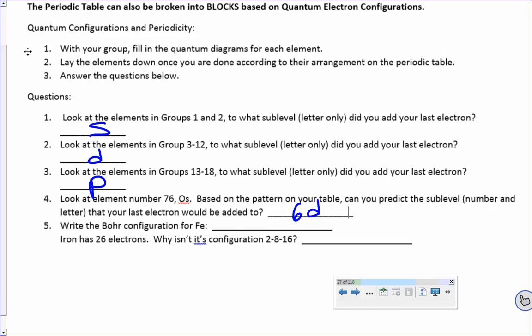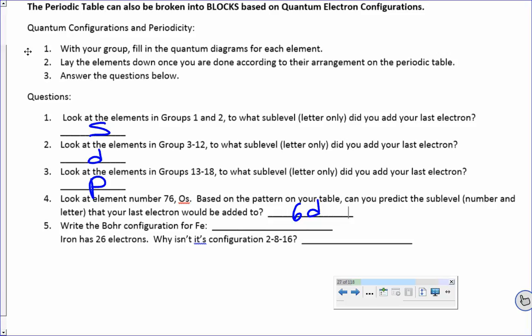If you look at a large element like number 76, if you just put your finger on element number 76, without even doing its quantum configuration, you can tell me where its last electron is going to go. It's in period 6, so that means it's going to go in the 6th PEL. And because of where it is on the table, everybody in groups 3 through 12 gets their last electron put into a D orbital. So that's going to be the 6th D where that last electron goes.